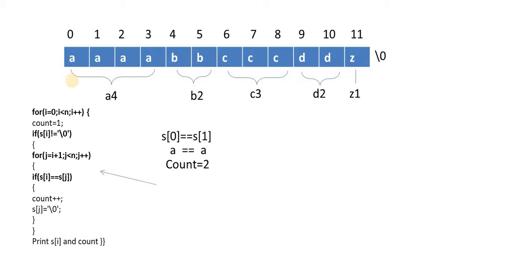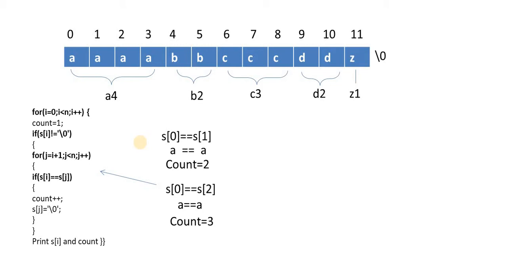Similarly, the loop does not close from the second for loop, it will again count for a is equal to 3. So s of 0 double equal to s of 2. The i value remains constant, and the j value increases by 1. The s of 0 value is a and the s of 2 value is also a, so the for loop continues and the count is equal to 3.